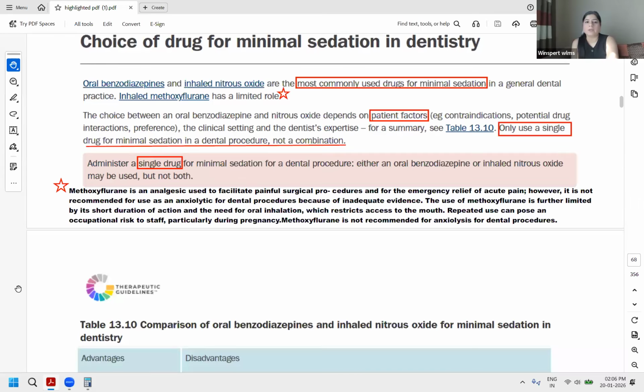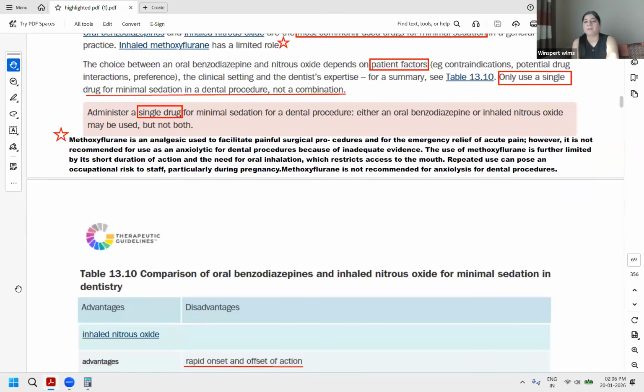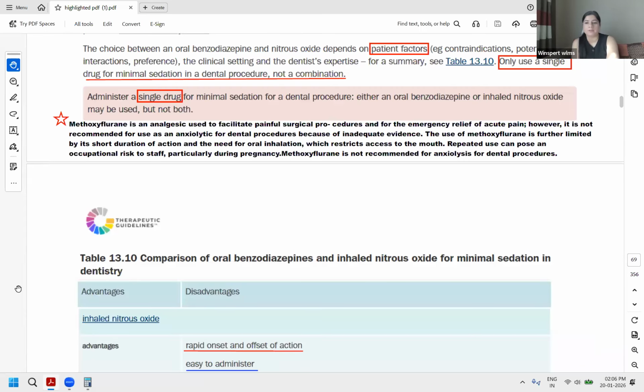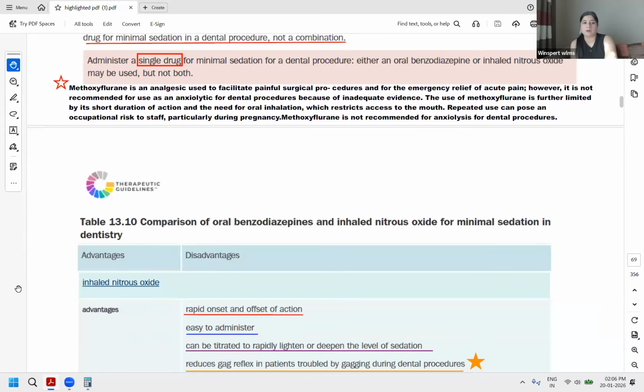So the choice between these two becomes based on the patient factors. What are the contraindications? What are the drug interactions? And what is the preference? There are certain contraindications to both, and we'll talk about them. But you will only choose one agent. You can't go BDZs as well as your nitrous both. No, always one agent, never a combination. Always a single drug.